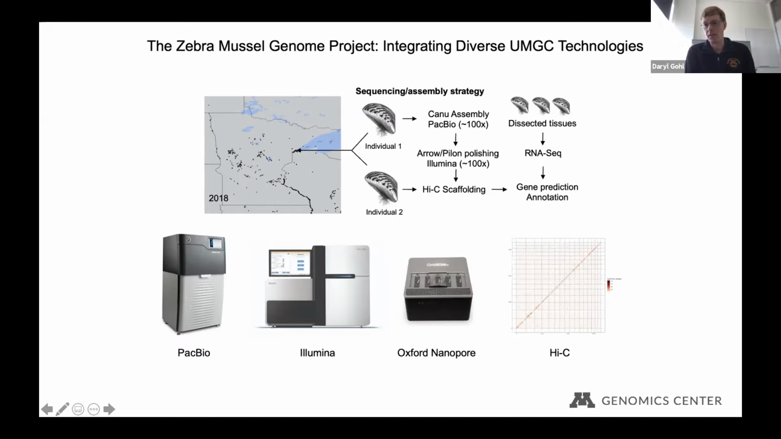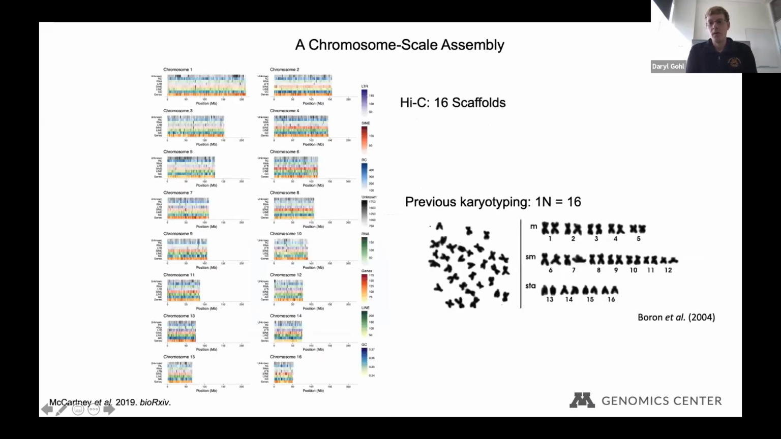In the context of this project, we also acquired some functional information. So we're able to dissect different tissues out of zebra mussels and look at gene expression in those tissues. And that helped us both to annotate the genome and catalog the list of genes that are in the genome. But it also gave us information about those specific tissues. And I'll get back to that a little later in the talk.